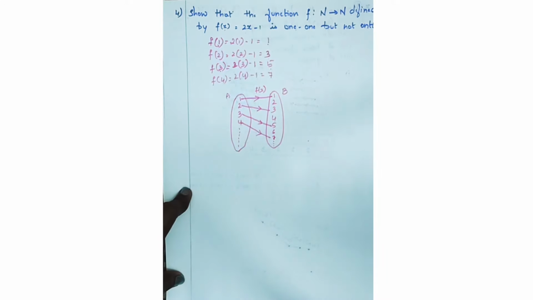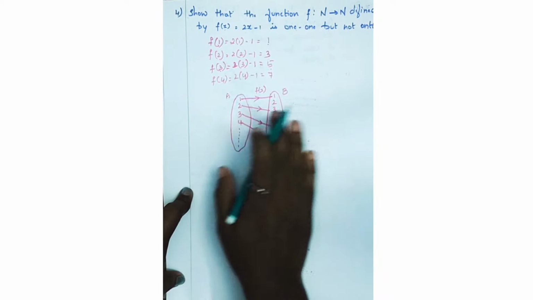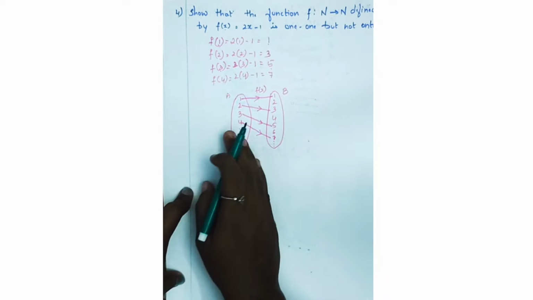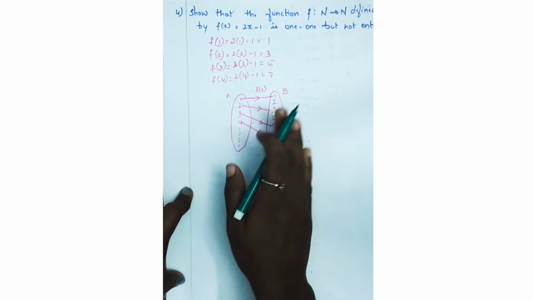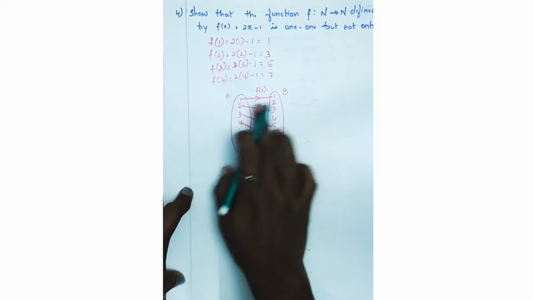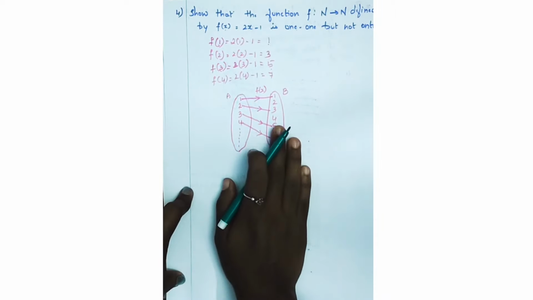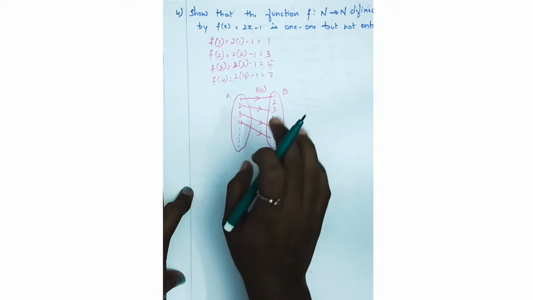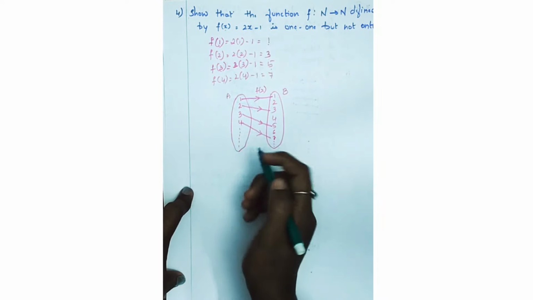Now just see, it is a one-one function, which means every element in A has its own unique image in the codomain. So all elements are mapping to unique images. So this is a one-one function. By this you can say f of x is one-one.